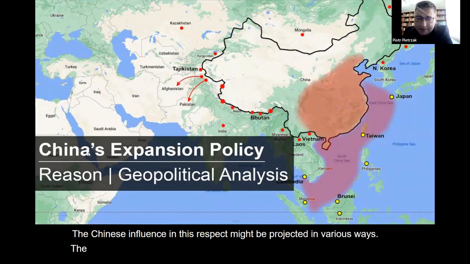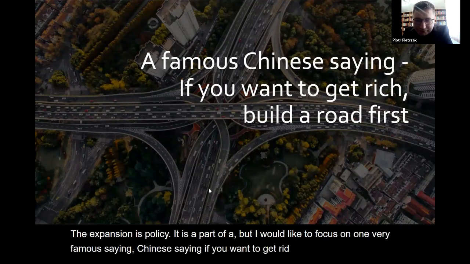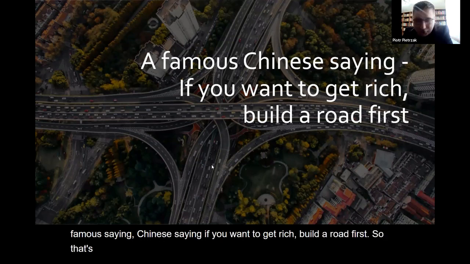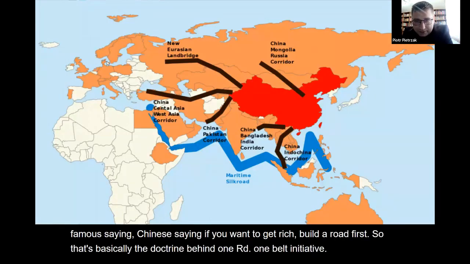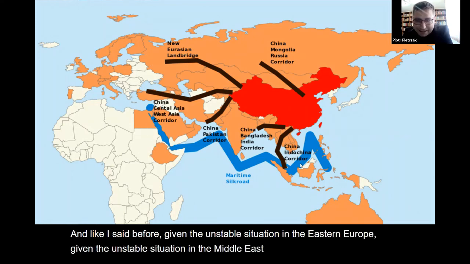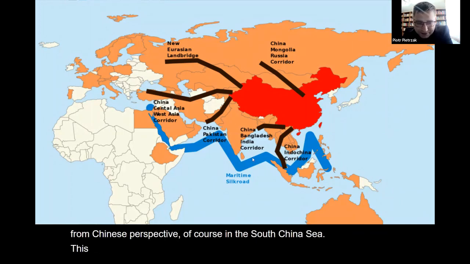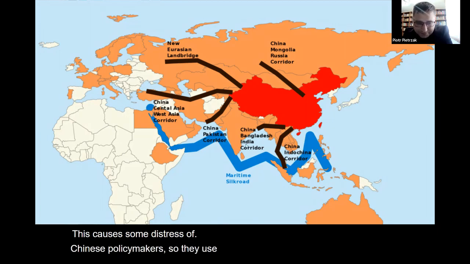It is a part of expansionist policy, but I would like to focus on one very famous Chinese saying: if you want to get rich, build a road first. That's basically the doctrine behind the One Belt, One Road initiative. And like I said before, given the unstable situation in Eastern Europe, in the Middle East, and, from the Chinese perspective, of course, in the South China Sea, this causes some distress for Chinese policymakers. So they use various variants of these initiatives.